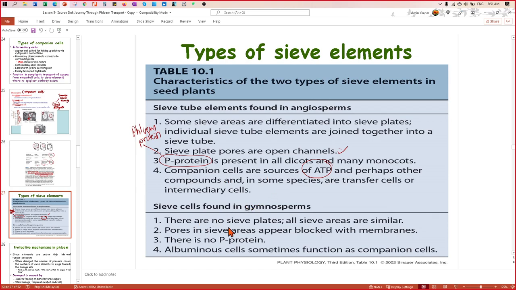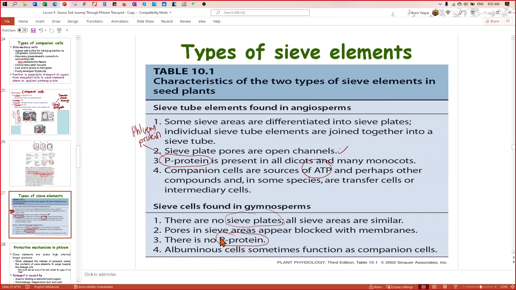For the gymnosperm, not so much on the sieve plates. The sieve areas are much smaller, the pores are blocked with membrane, and there is no P protein, or phloem protein. Albuminous cells sometimes function as companion cells, so there's a special type of cell.